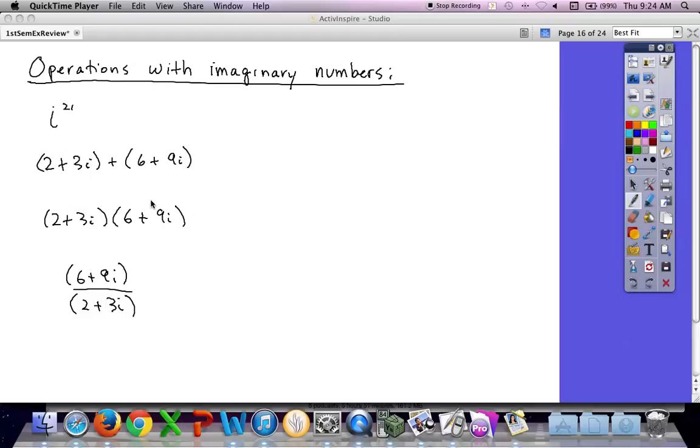with imaginary numbers. Do you remember how you can do this in the calculator? What do you have to do first before you start doing the operations with imaginary numbers? Keegan.